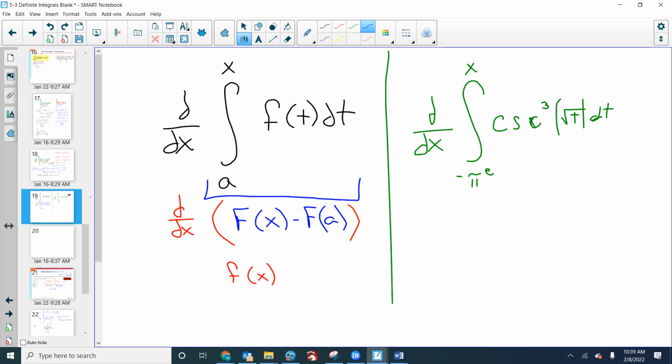Are we voting for one of those or introducing a new possibility? Wow. I like that. Do you know the antiderivative of this? I don't. It's not a power rule. It's not a polynomial, is it? So let's imagine we did. It would be capital F, whatever that antiderivative is, plug in x, plug in negative pi to the e, subtract. But then what are we doing with it? We're taking the derivative of it. So it brings us back to that guy with x's in it.